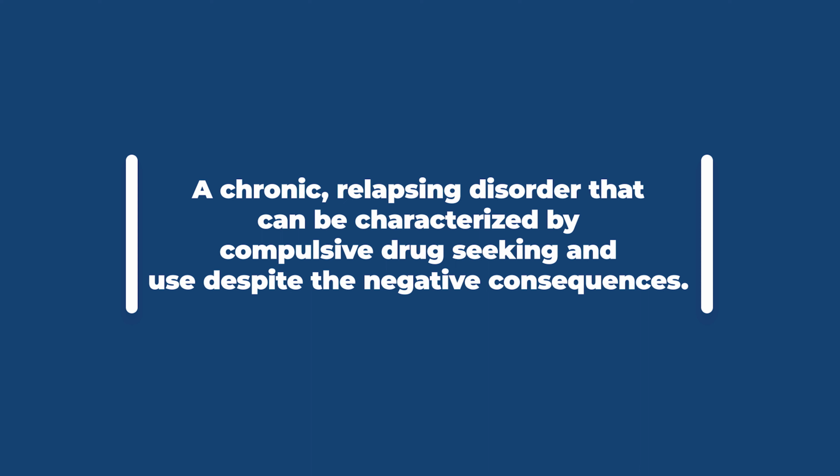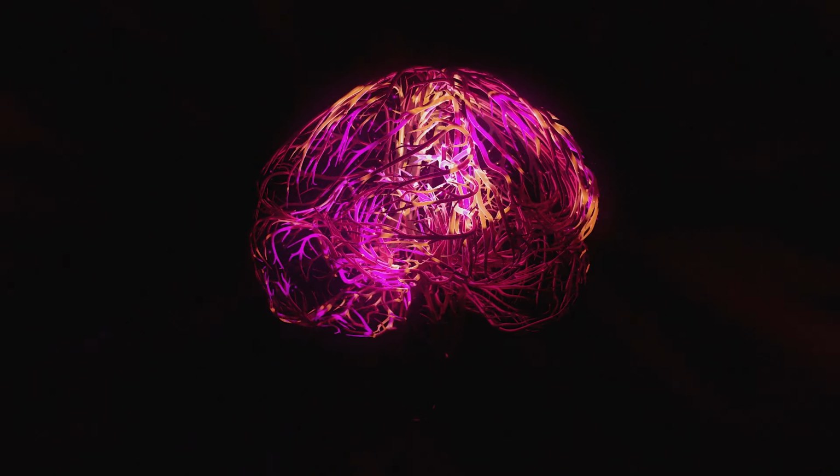So what exactly is addiction? Addiction is defined by the National Institute on Drug Abuse as a chronic relapsing disorder that can be characterized by compulsive drug seeking and use despite the negative consequences. When a person first begins to use drugs, it is often a choice. However, with continued use, a person loses their ability to exert self-control. Addiction is considered a brain disorder because it causes functional changes to brain circuits that play a huge role in reward, stress, and again, self-control.